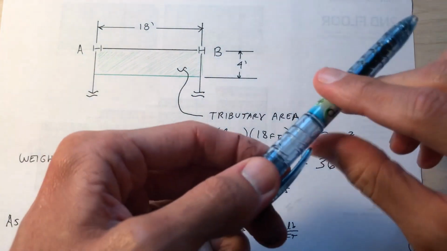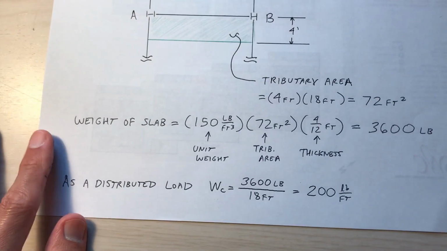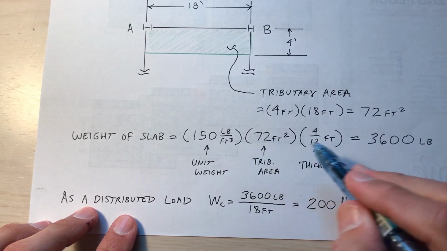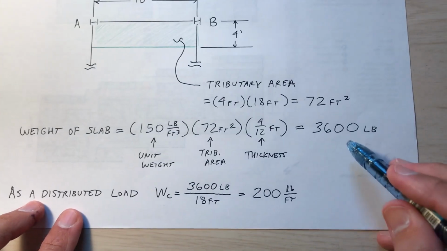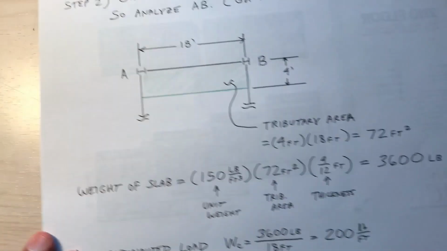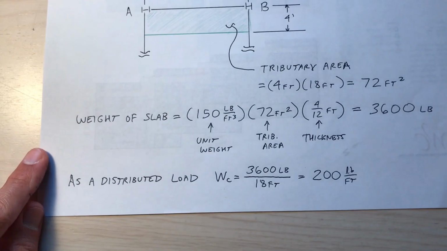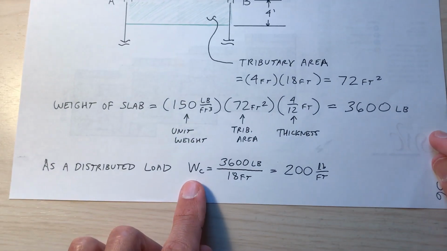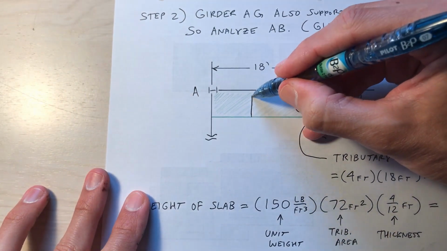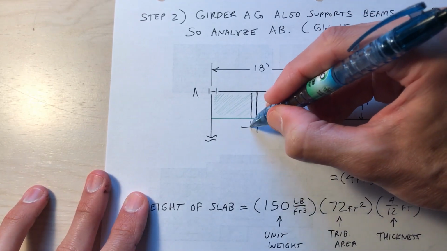So what is the weight? The weight of this slab. Okay, so here I am calculating it. Unit weight of concrete times tributary area times slab thickness is 3,600 pounds. That's the weight of this portion of the concrete slab. I turn that into a distributed load, W sub C. If I were to take a 1-foot strip, see that strip there? It's 1 foot.